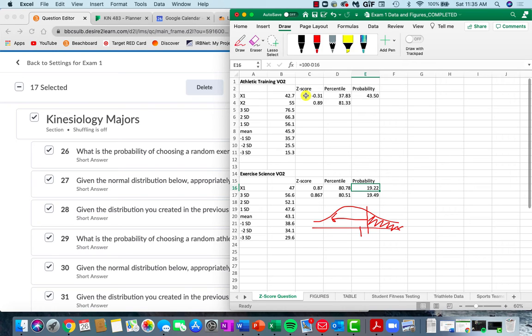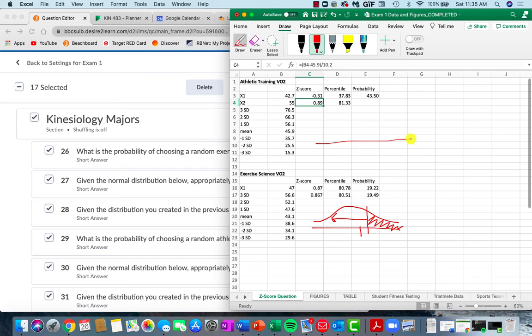But similarly, you would find the z-score for 42.7, which is our first point of interest, and then you would have found the z-score for 55, right? This should have led you to certain percentiles on the given z-score tables, and then the probability is what would exist between the two, right?